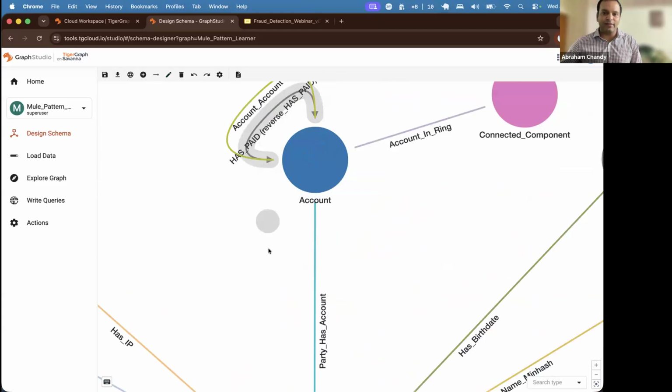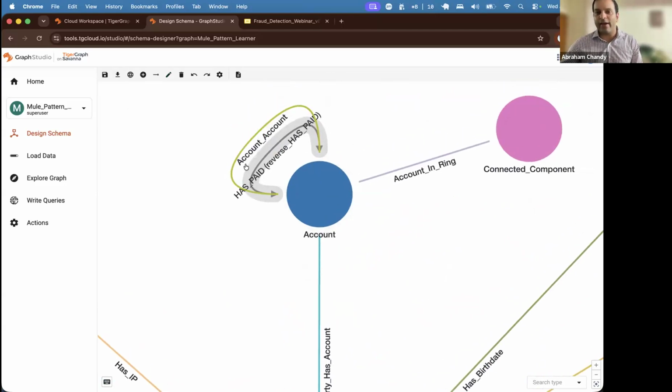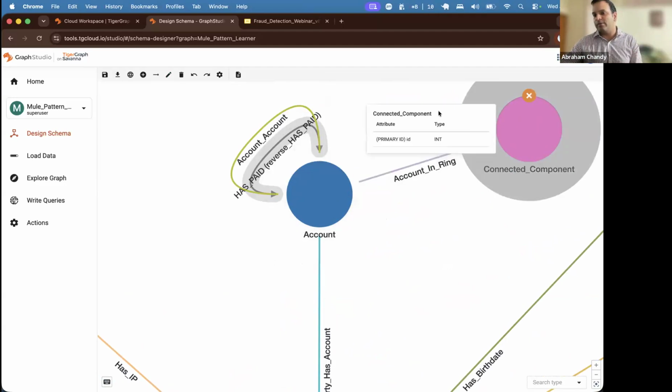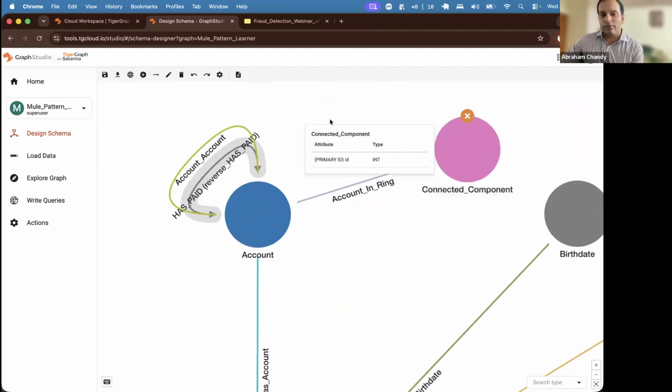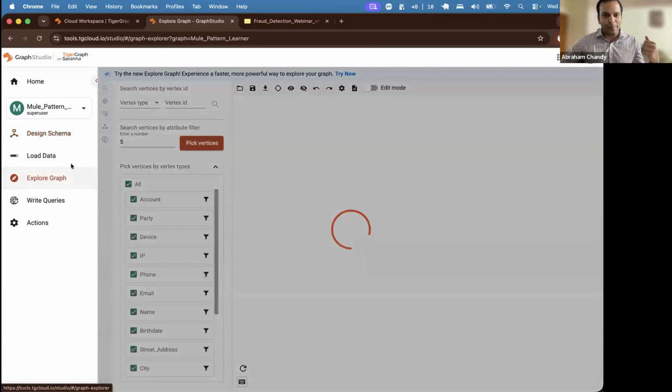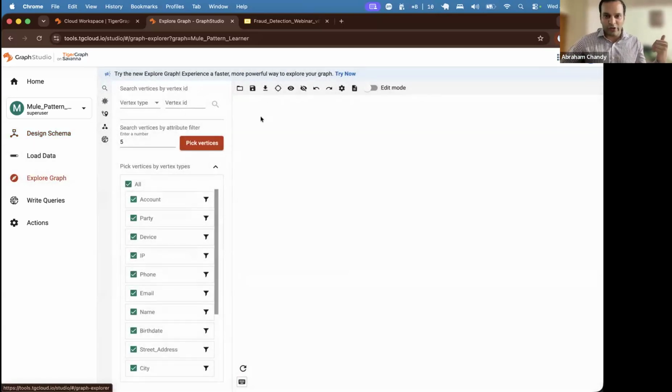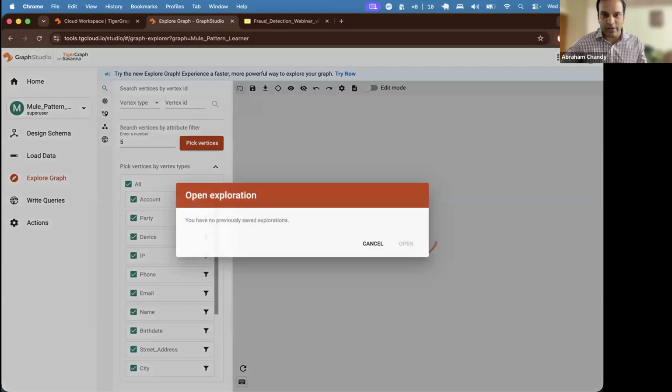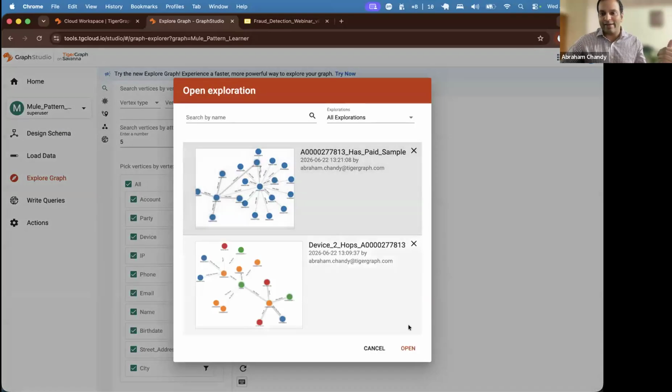Similar to the same as edge, you have your account edge, which sort of scores all the accounts that have interacted with each other, and then you pass them into a ring, and then you pass them into the connected component, which is weakly connected components. Again, we can talk more about that soon. I just wanted to show you the explore graph features because we can probably look at an exploration.